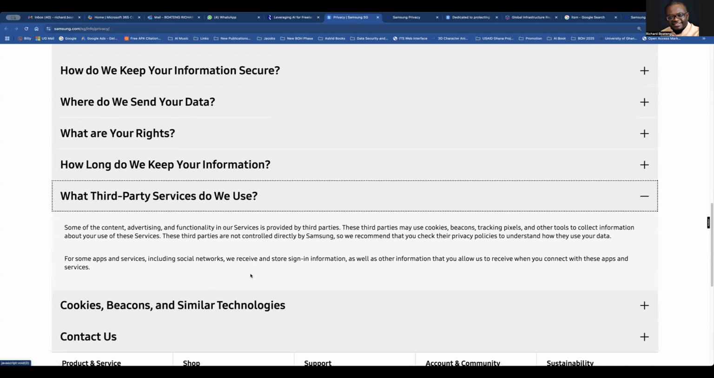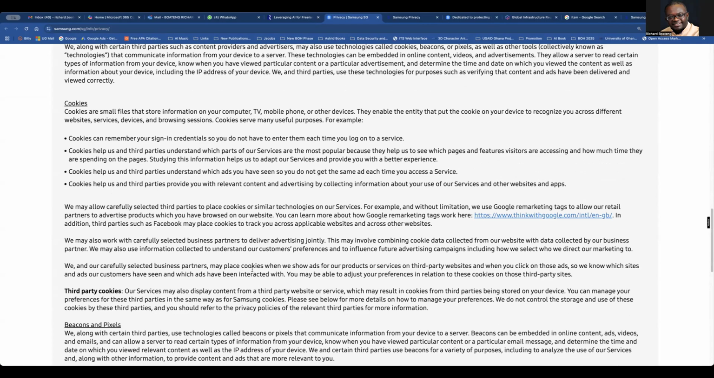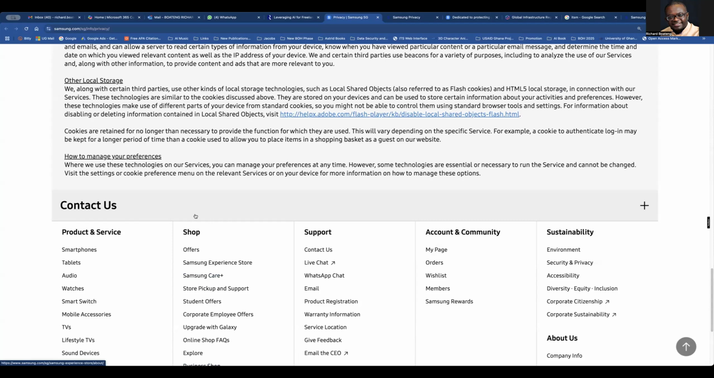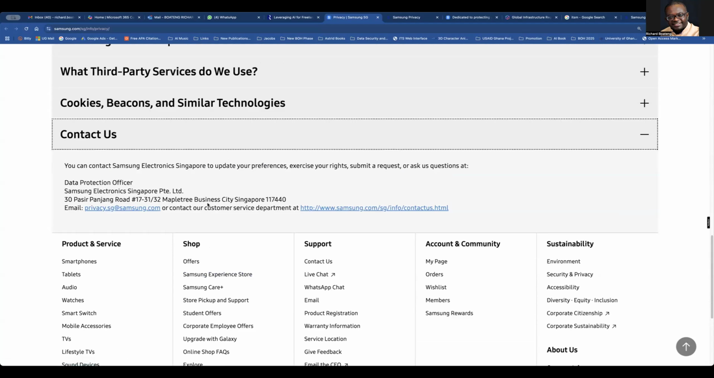So we mentioned them. And then cookies and beacons and similar technologies that are used to collect information from your computer, sometimes without you knowing. And then they explain each of them. Then they go to contact us and tell you where you can get redress or contact them to exercise your rights. Very, very good way of linking all of these things together.